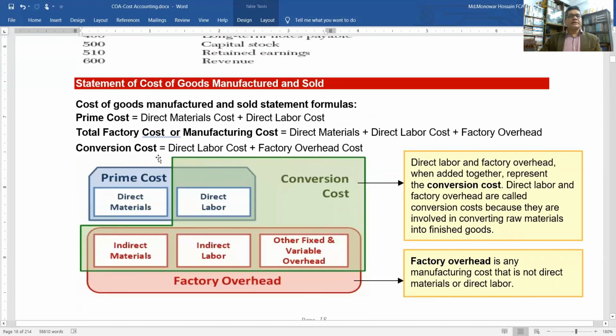So here a statement of cost of goods manufactured and sold. For prime cost, we know the direct material cost and direct labor cost go to prime cost, and factory cost or manufacturing cost is direct material, labor, and factory overhead. Also, conversion cost means direct labor cost and factory overhead. Here, if we see, prime cost is direct material and direct labor cost, and factory cost is indirect material, indirect labor, and overhead. Conversion cost is direct labor, indirect material, indirect labor, and other expense.